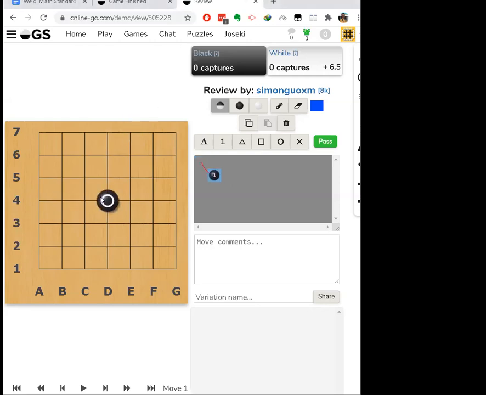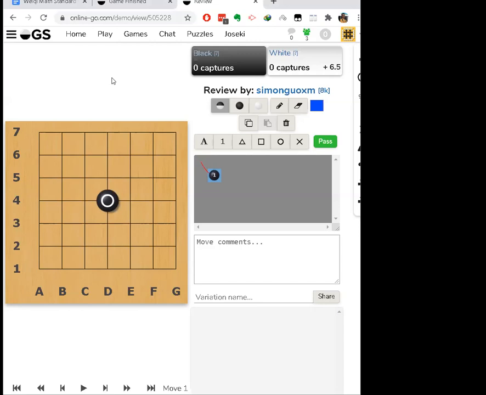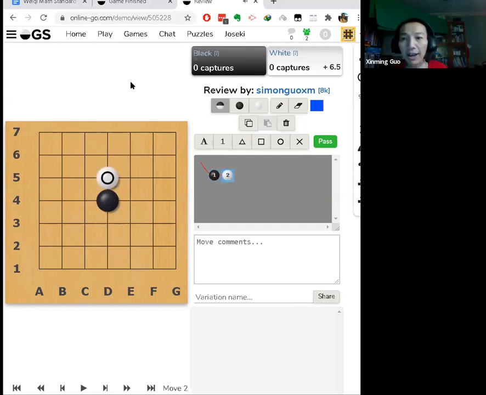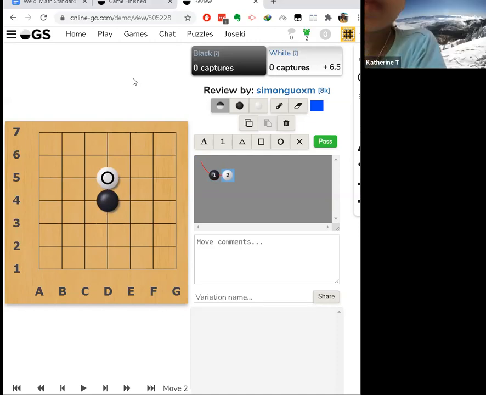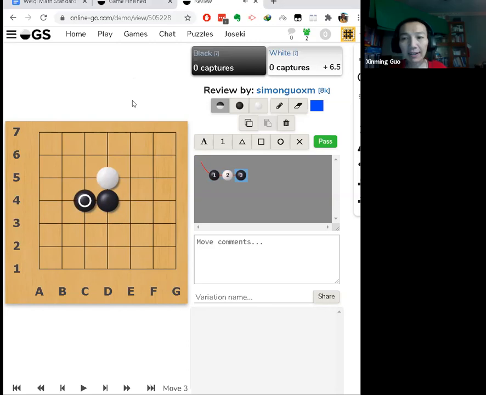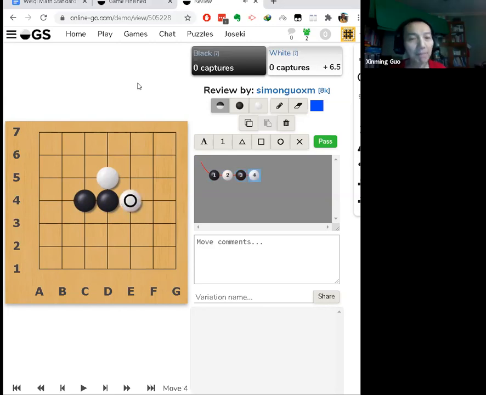D4. D4, and then Catherine, white. D5. D5, and Palania, black. C4. C4. Okay, Tyler, you play white. Oh, E4. E4. Ban, makes sense.